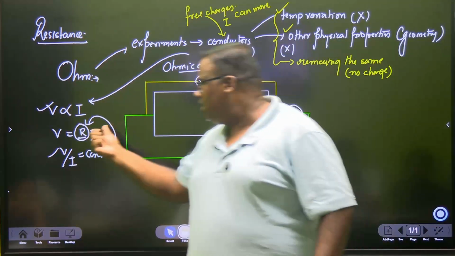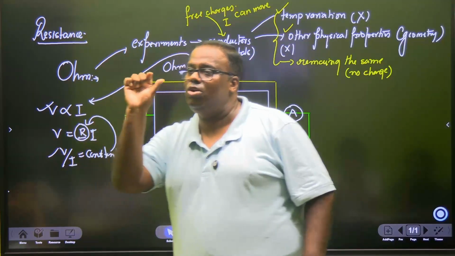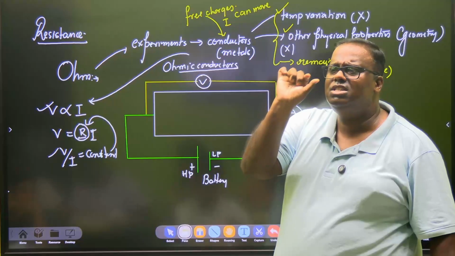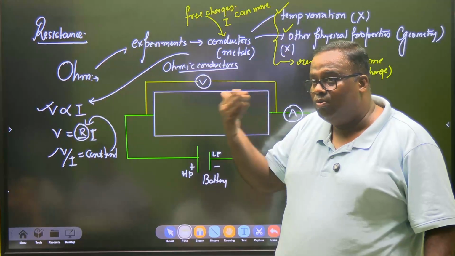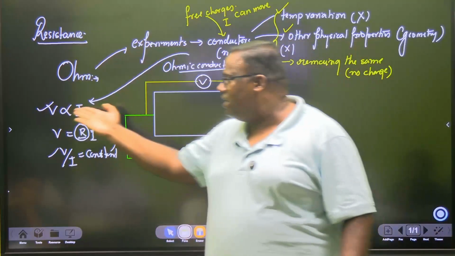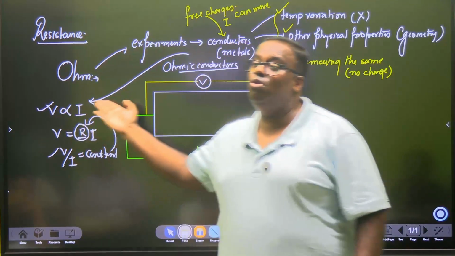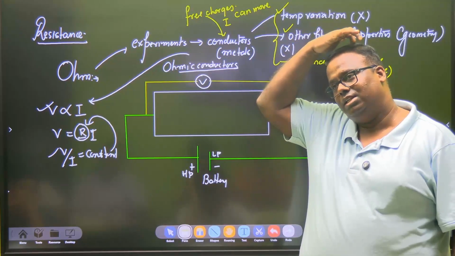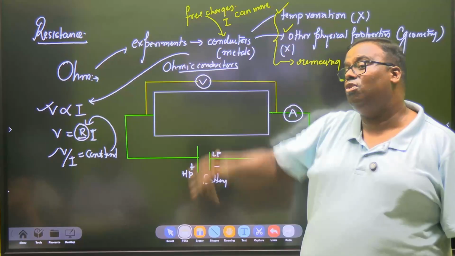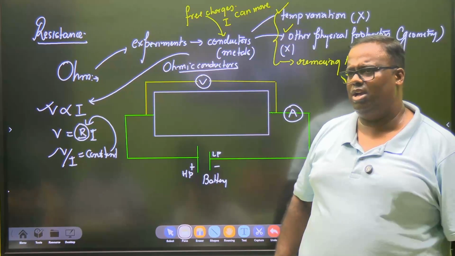So this constant, the ratio of V upon I, is called resistance, meaning it offers a resistance to the flow of current. I need to overcome it. Therefore, the more potential difference I apply, the more current I see flowing through this particular type of conductor. That means I am overcoming the resistance. Did you understand this much?